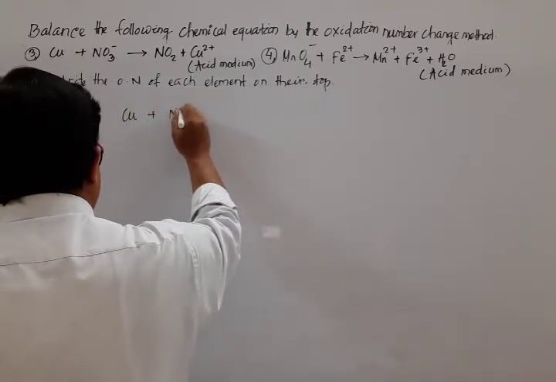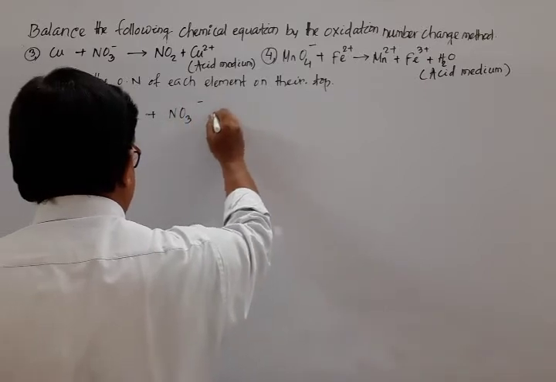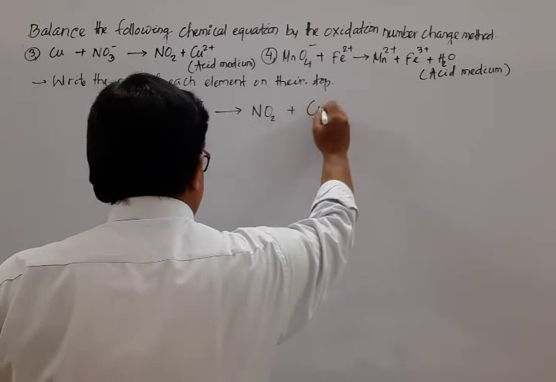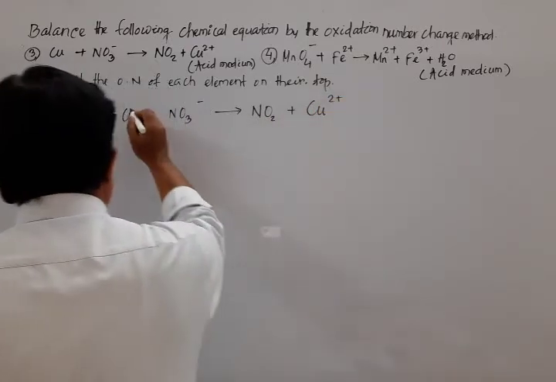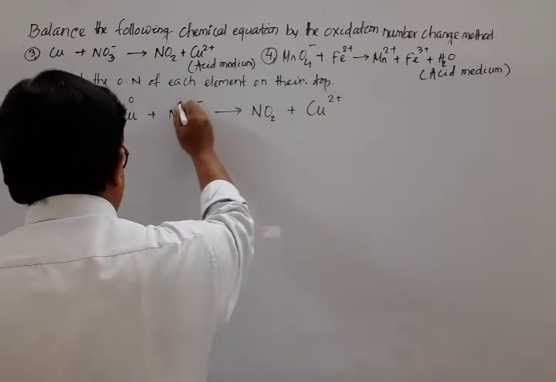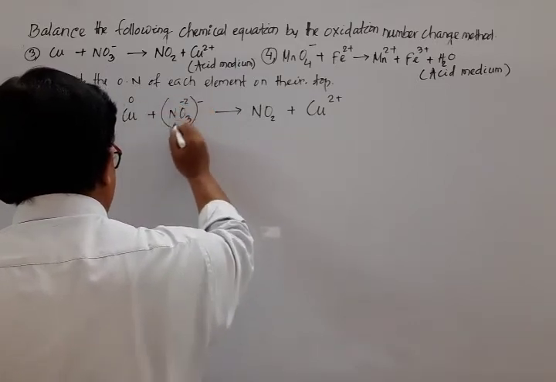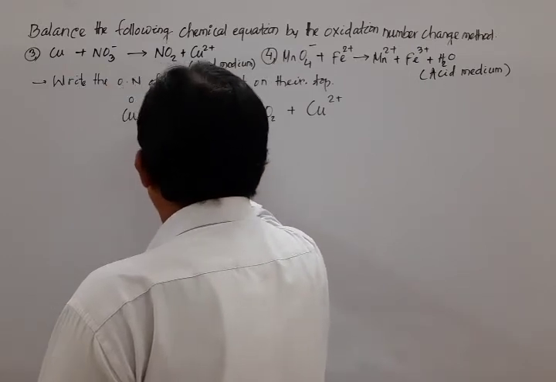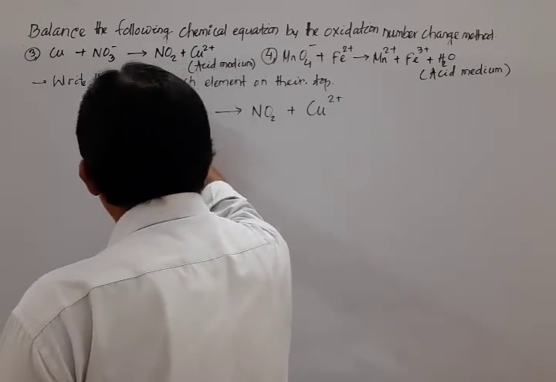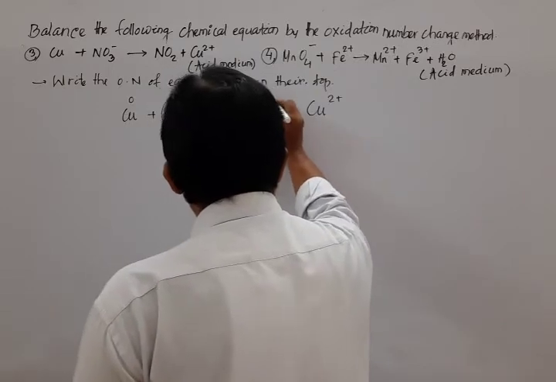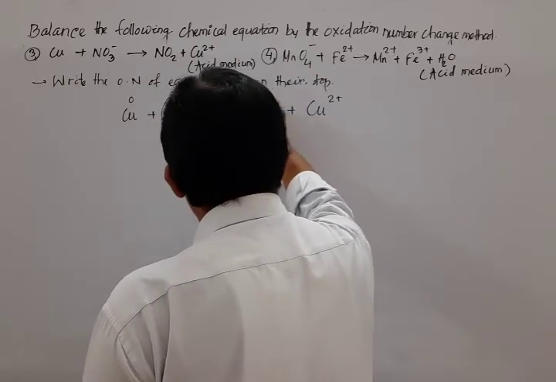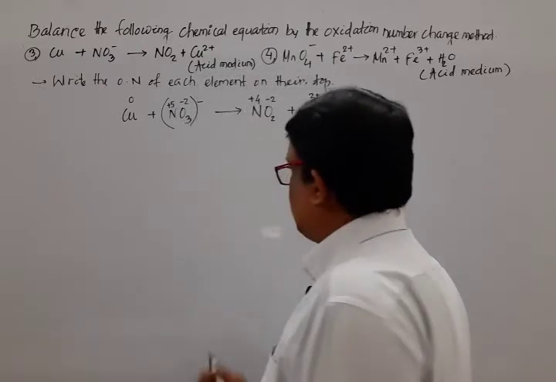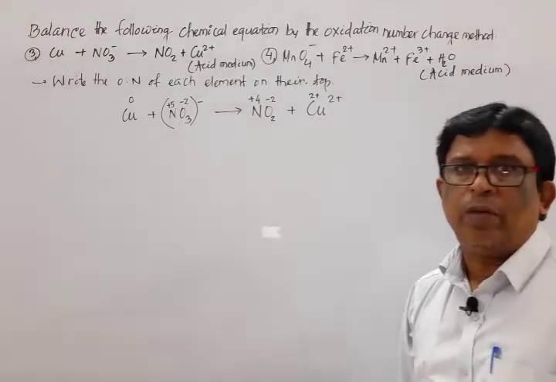Cu plus NO3 minus give rise to NO2 plus Cu2 plus. Cu is in the free state, so it is 0. Oxygen is minus 2, so 3 oxygen is minus 6. X minus 6 equals minus 1, so nitrogen is plus 5. Now in NO2, oxygen is minus 2, 2 oxygen is minus 4, so nitrogen is plus 4, and copper is 2 plus. So we mention the oxidation number of each element.